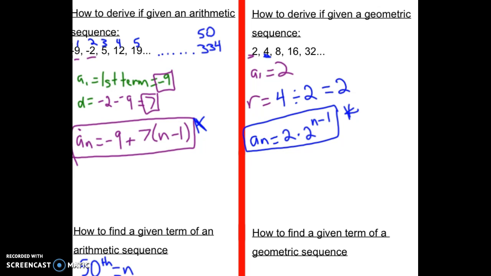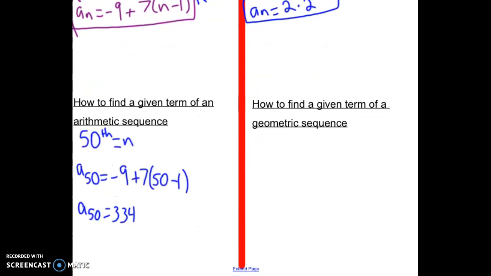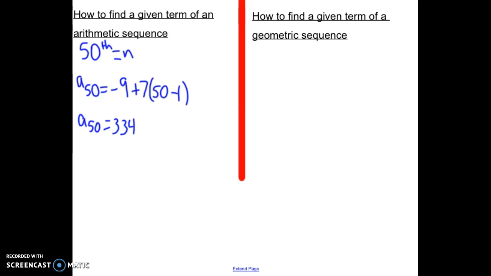Remember, this is the first, second, third, fourth, fifth, and so on. The 50th is 334. Now, if you don't have a graphing calculator at home, you can still use a calculator you do have on your phone. You would just have to do order of operations, and I'll do that down here quick. You have to do parentheses first. So I have negative 9 plus 7 times 50 minus 1 is 49. 7 times 49 you can do on your phone is 343. So I have negative 9 plus 343. 343 plus negative 9 gives me, in fact, 334. So you can still do this at home.